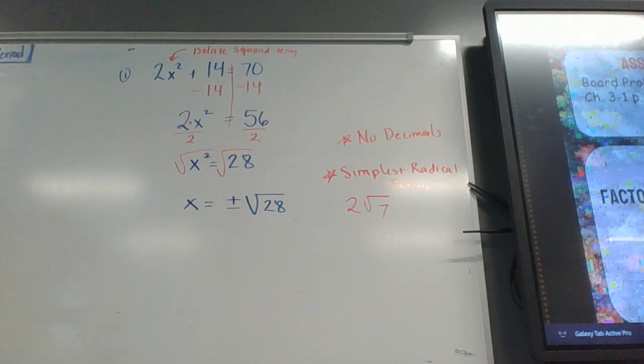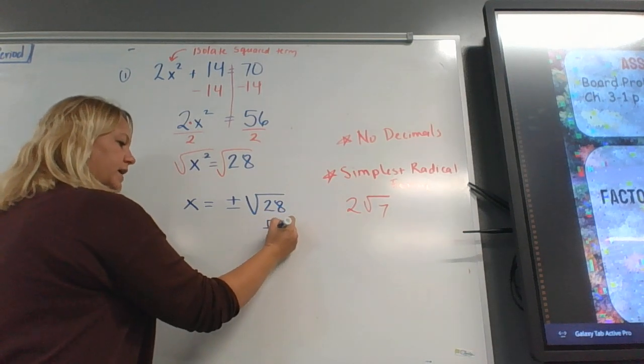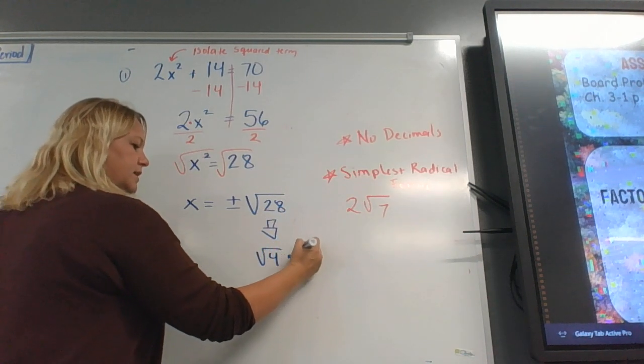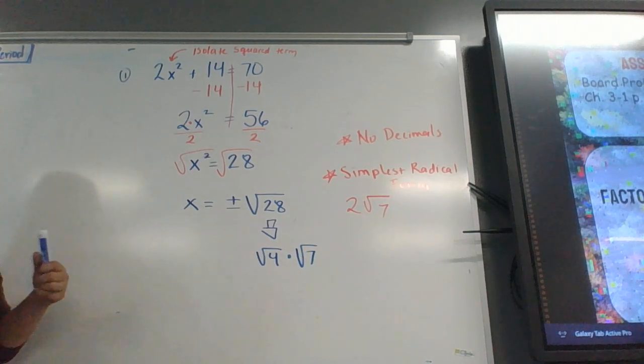But what I'm going to do is look at the list for a number that 28 will divide by. Does 28 divide by 16? It doesn't. Does 28 divide by 9? No, it doesn't. Does 28 divide by 4? Yes, it does. So I'm going to acknowledge that there's a perfect square factor here. And I'm going to rewrite the square root of 28 as the square root of 4 times the square root of 7. And that's going to make this a more simple radical.